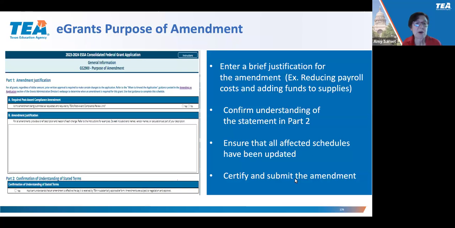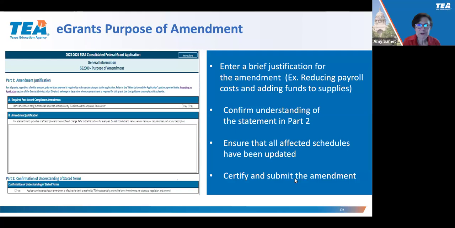We, meaning the negotiators, will go into the application to see if what you said you were doing is actually what you did. Before you leave this page, though, you will need to put a check by the confirmation of understanding of stated terms. And this says in that teeny weeny print, applicant understands that an amendment is effective the day it is received by TEA in substantially approvable form. Amendments are subject to negotiation and approval. Then you will certify and submit the amendment.